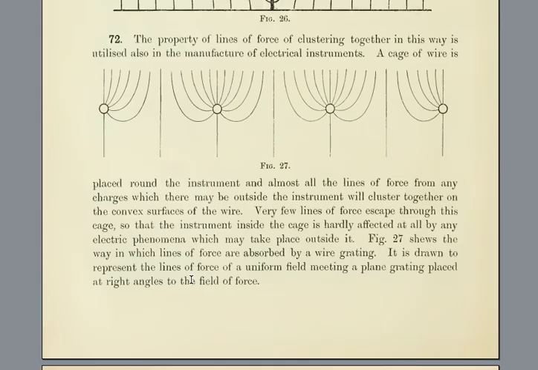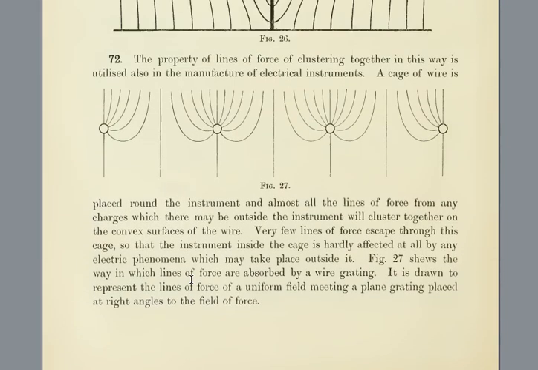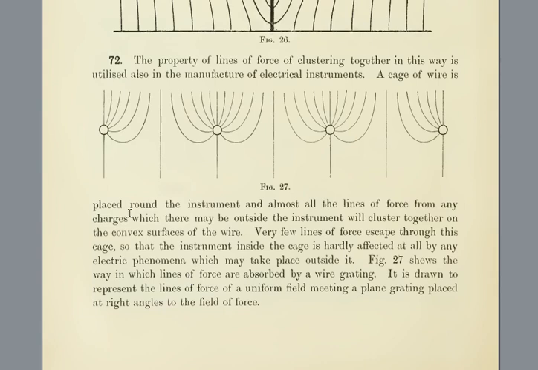The accompanying figure shows the way in which lines of force are absorbed by a wire grating. It is drawn to represent the lines of force of a uniform field meeting a plane grating placed at right angles to the field of force.